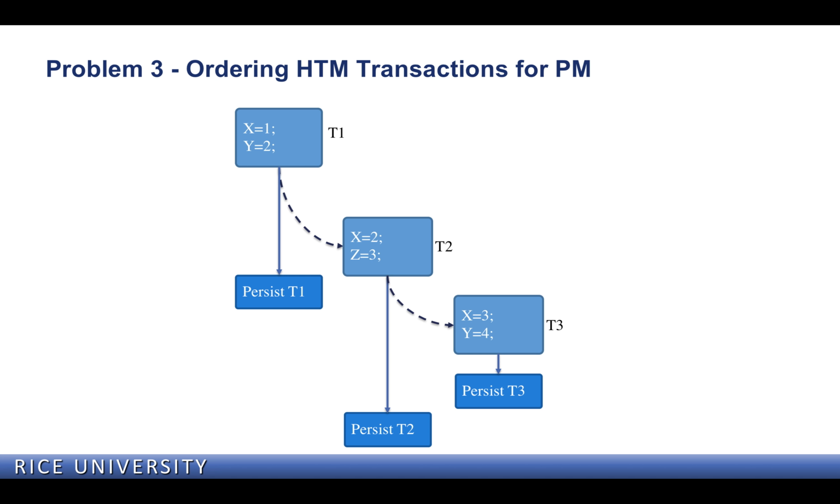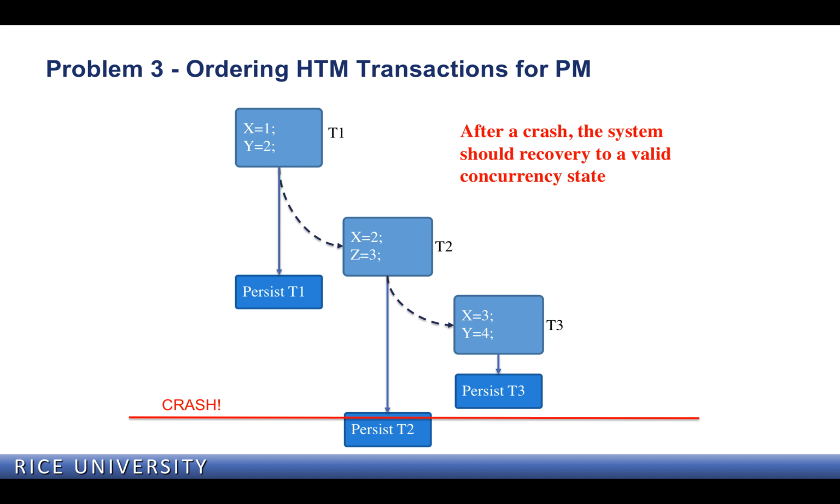Another problem is we have to order these transactions. So suppose we have T1 and T2 and T3, which are all updating values. If T2 persists outside of the transaction, and it's subject to a processor delay, now these transactions can be out of order. If any subsequent crash, then T3 would be visible on persistent memory and not T2. So the system should recover to a valid concurrency state, and this can be complex with potentially hundreds of concurrent transactions. So recovery in this case would only recover to T1.